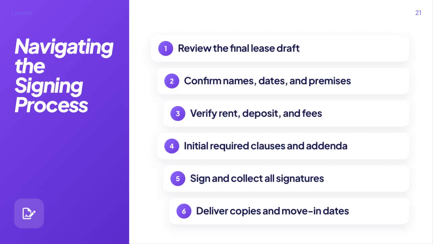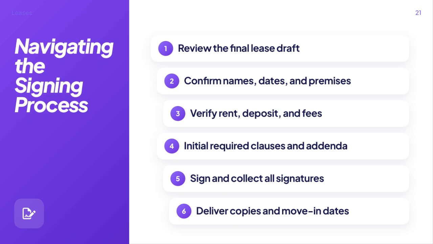Now, let's walk through the key steps involved in navigating the signing process for a lease. First, it's crucial to thoroughly review the final lease draft to ensure everything is accurate and as agreed upon. Next, double-check all the important details like names, dates, and the specific premises to avoid any confusion later on. Then, verify the financial components, including rent amount, security deposit, and any additional fees. After that, make sure to initial any required clauses and addenda to acknowledge and accept specific terms.